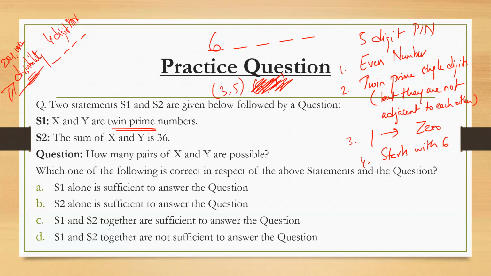Think this through. The twin primes, I am telling you that they are not adjacent to each other. This means 3 and 5 will not be together. If I am placing 3 here, 5 has to be after 1 space or after 2 spaces. Is this clear? What we mean? So you tell me how many possibilities are there.